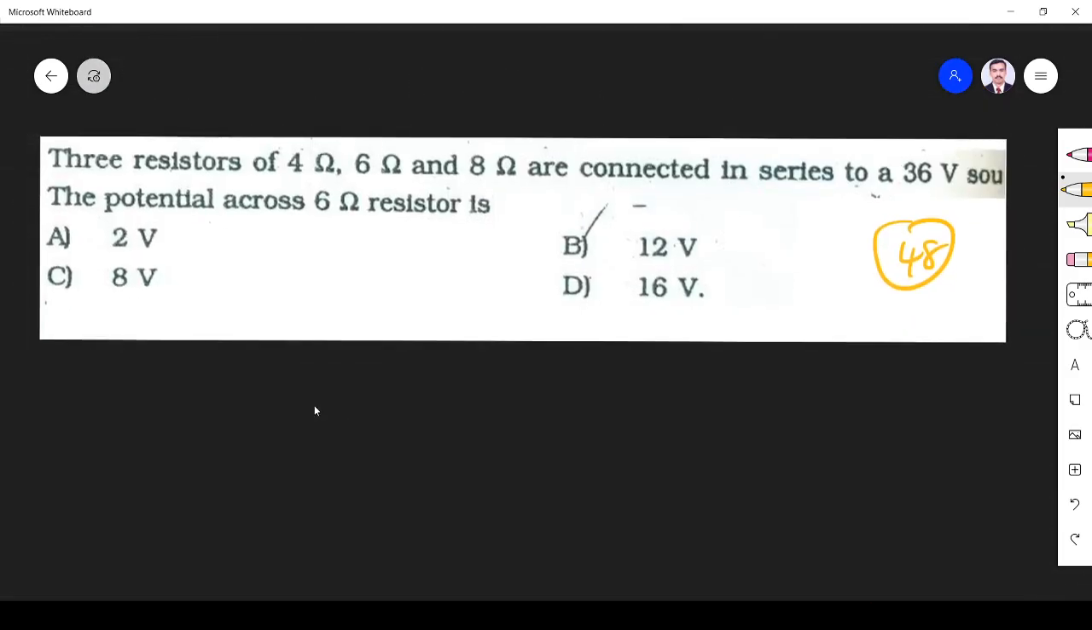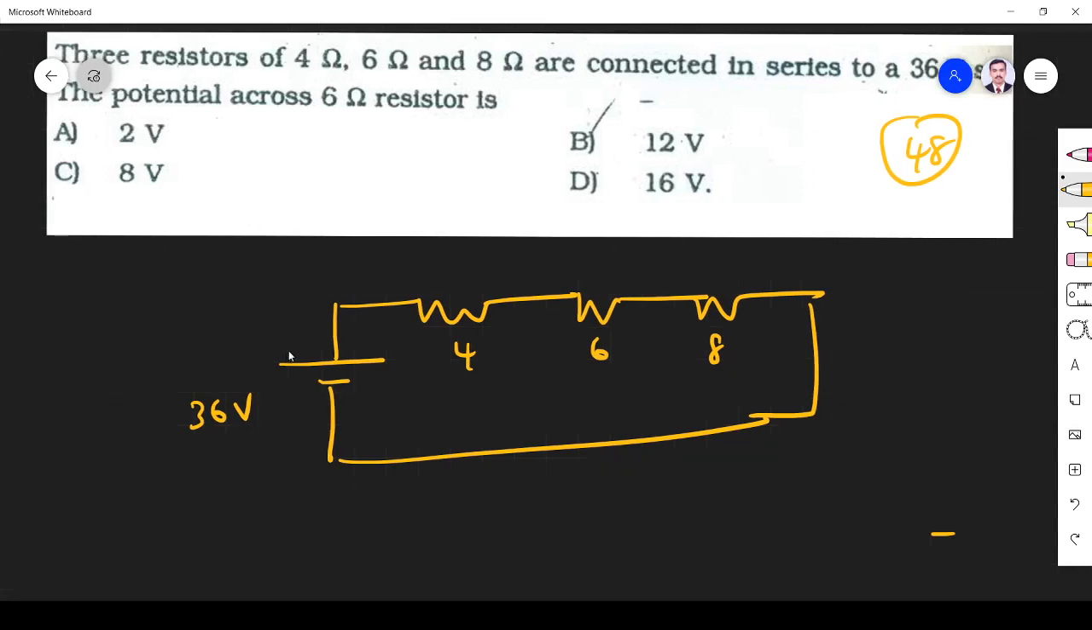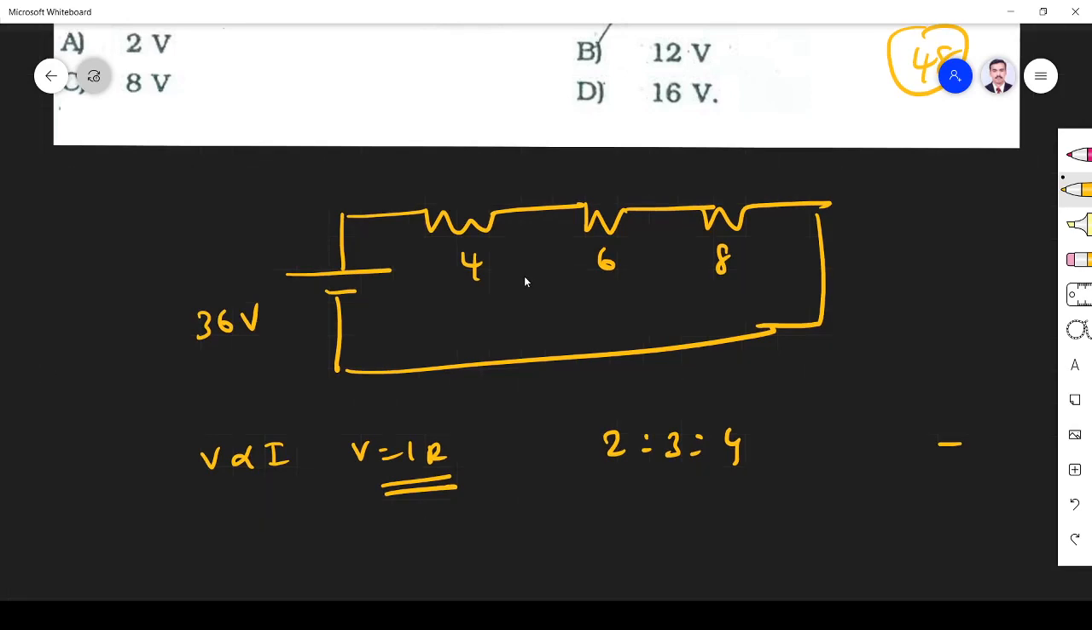Okay. Three resistors 4, 6, 8 are connected across 36 volt. So this is 36 volt. 4, 6, 8 ohm. So what is the voltage across the 6 ohm resistor they are asking. You see the potential is directly proportional to I, the proportionality constant is R. So as R increases, the drop will increase. So you see the ratio of the resistances is 2 is to 3 is to 4, right? So what they ask is what is the drop across 6 ohm.